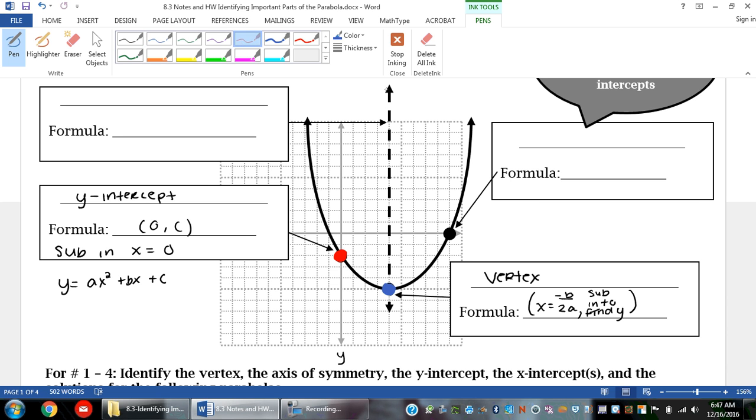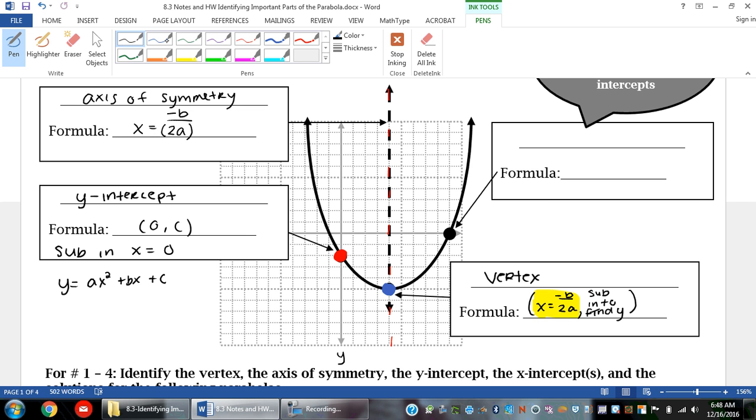If you notice, this dotted line cuts my parabola directly in half. That is called the axis of symmetry. In order to find the axis of symmetry, it's always the x-coordinate of the vertex. And since it's an equation of a vertical line, it's x equals. And to figure it out, again, we use the same formula. It's opposite b over 2 times a.